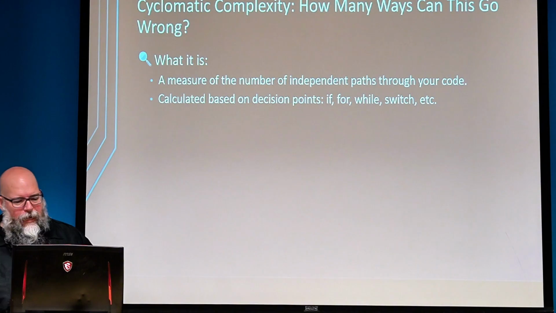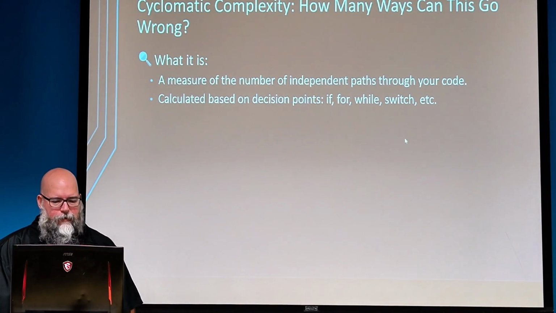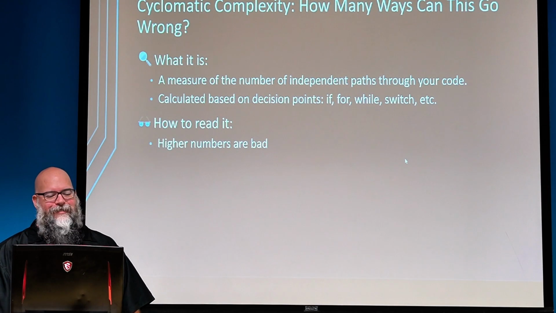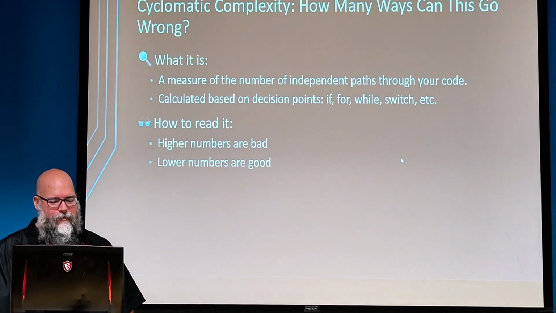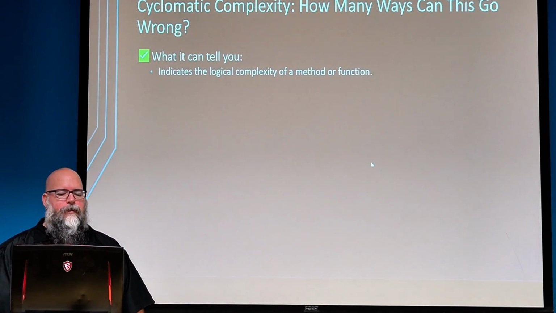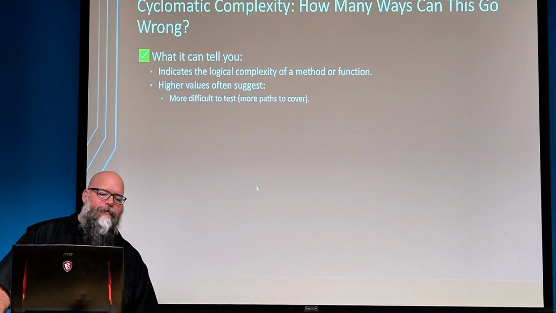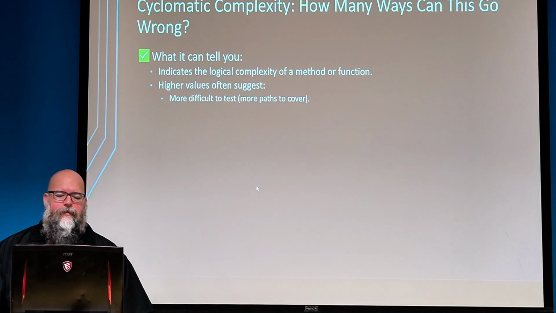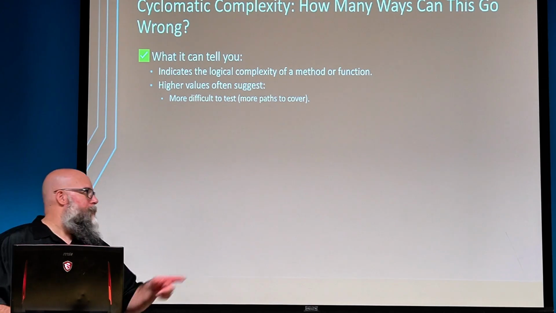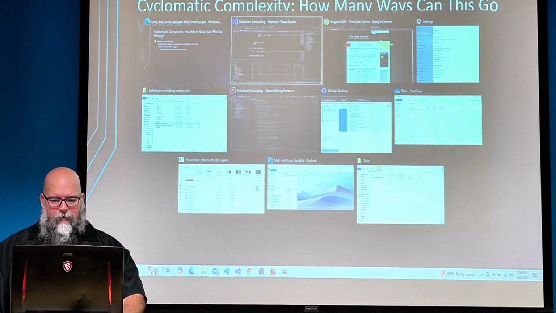As I was just saying, it's calculated on decision points. You can do it with ifs, fors, any of those. Higher numbers are bad, right? Lower numbers are good. And it's going to tell you about the logical complexity of a method or function. Higher values often suggest that the class is going to be more difficult to test. Remember the metrics I just showed you before? Let's jump back to that real quick.